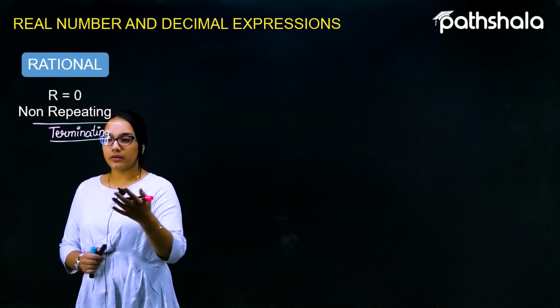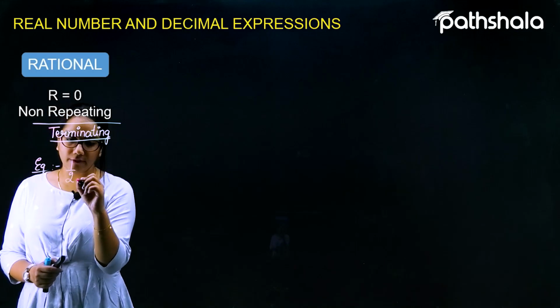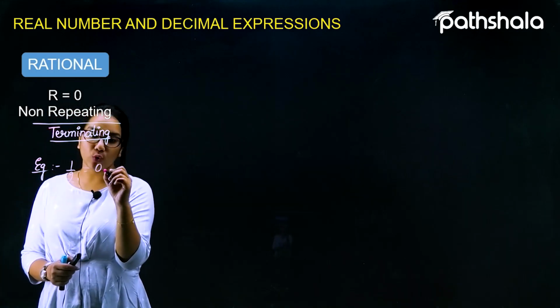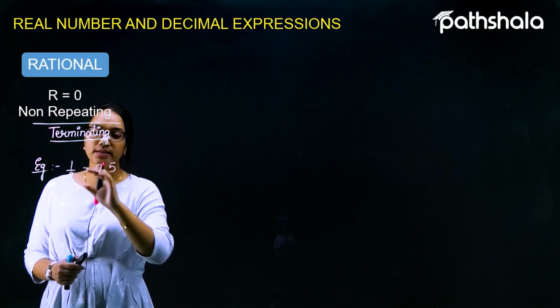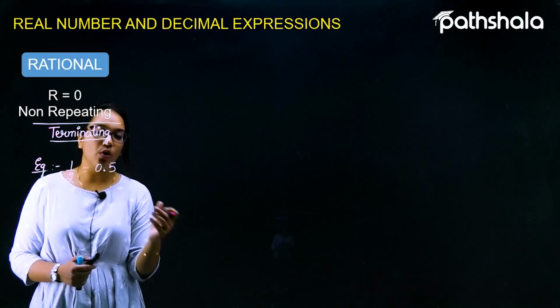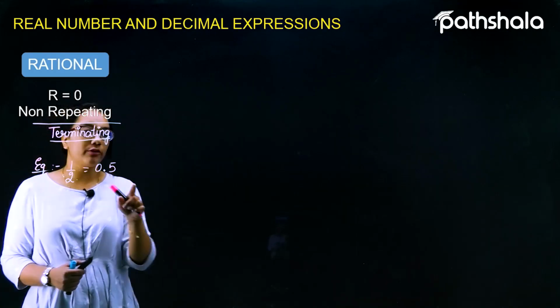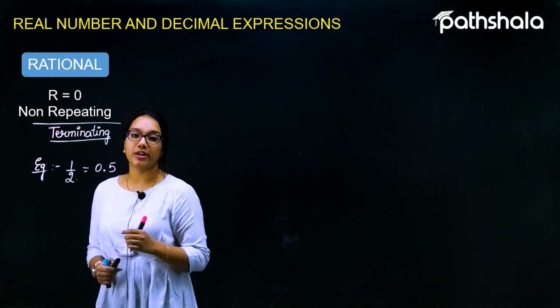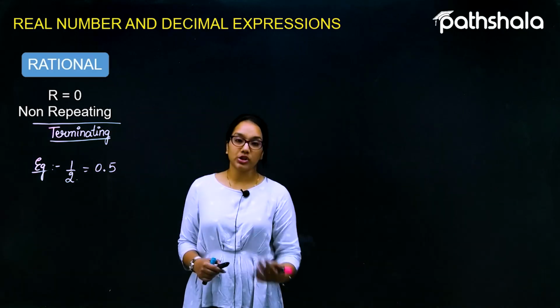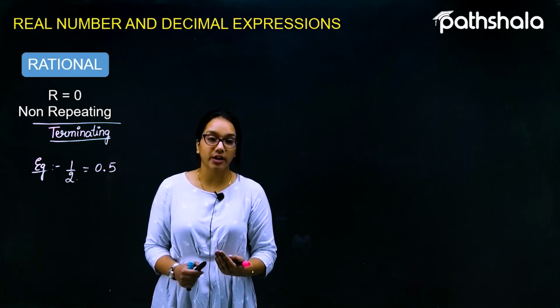For example, I'm talking about the number half. The number half is nothing but 0.5. As we know, this number terminates, it provides the remainder as 0, and it is non-repeating, there is no repetition of the numbers over here. Such a number is called a rational number. So 1/2 is a rational number, 1/5 is a rational number.